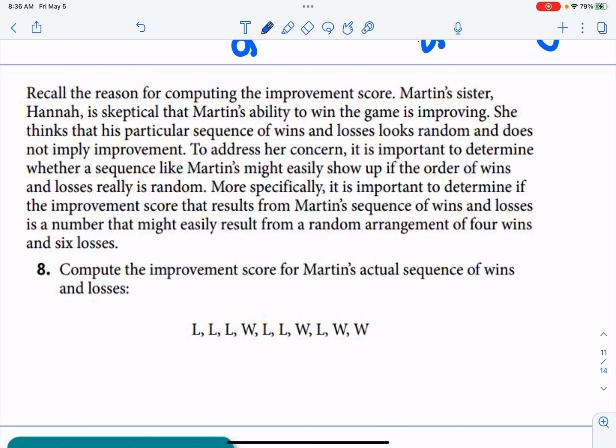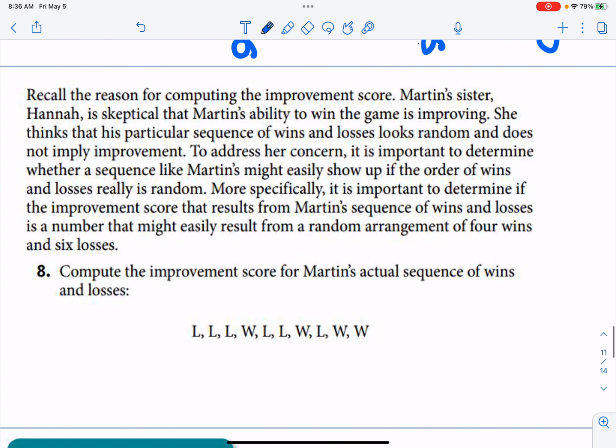Getting towards the last part, it says, recall the reason for computing the improvement score. Martin's sister Hannah is skeptical that Martin's ability to win the game is improving. She thinks that a particular sequence of wins and losses looks random and does not imply improvement. To address her concern, it is important to determine whether a sequence like Martin's might easily show up in the order of wins and losses in random. More specifically, it is important to determine if the improvement score that results from Martin's sequence of wins and losses is a number that might easily result from a random arrangement of 4 wins and 6 losses.